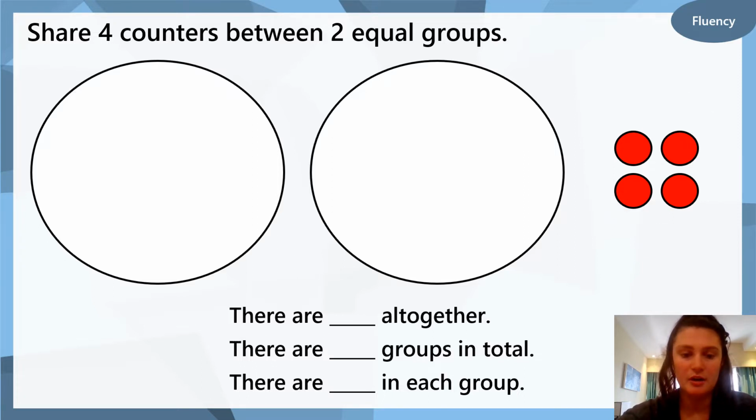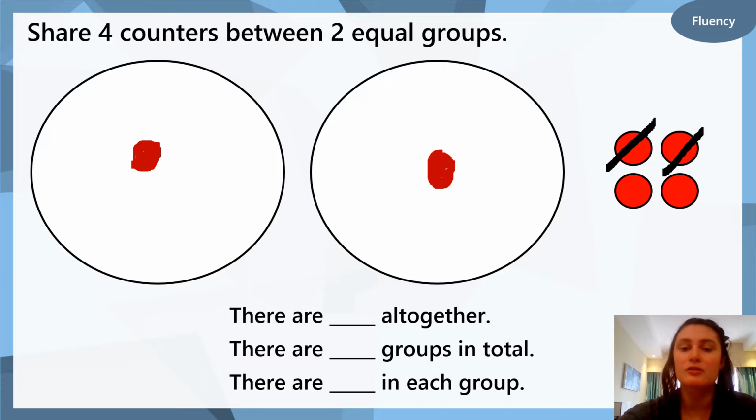So we'll start with our first counter. I'm going to cross it out and I'm going to draw it in our first group. Our second counter, cross it out. Now I'm not going to draw it in the same circle. I'm going to make sure that I go from circle 1 to circle 2, circle 1, circle 2. Make sure I keep changing circles. Take my third counter, I'm going to draw it here, and then I'll take my fourth counter and I'll draw it here.